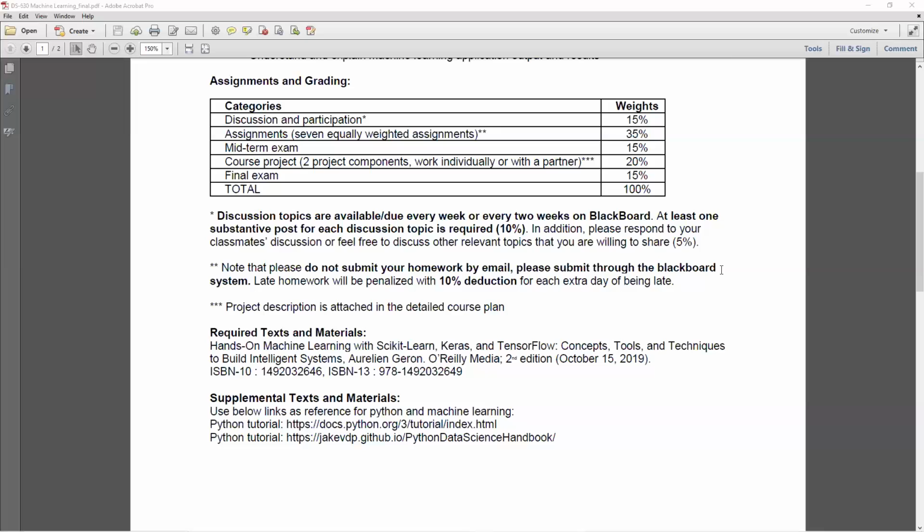Here you can see I also provided a couple of supplemental texts and materials that would help you study machine learning. One is a Python tutorial that helps you get started. Next is the Python Data Science Handbook. That's a different textbook, more on Python and data science.